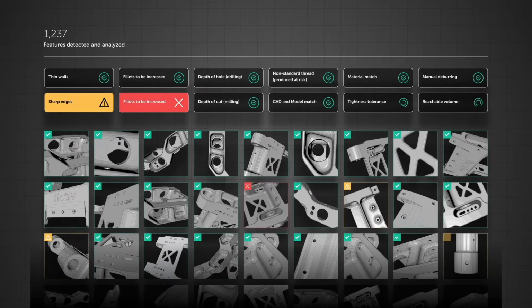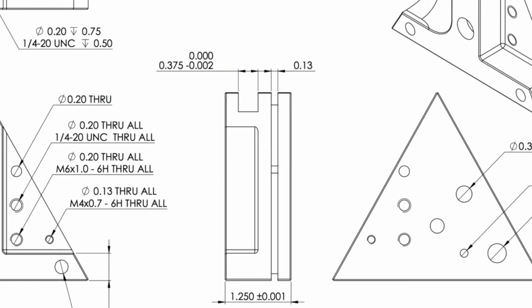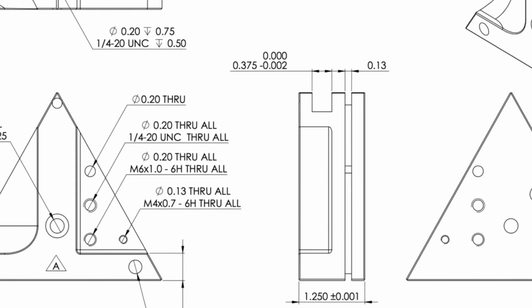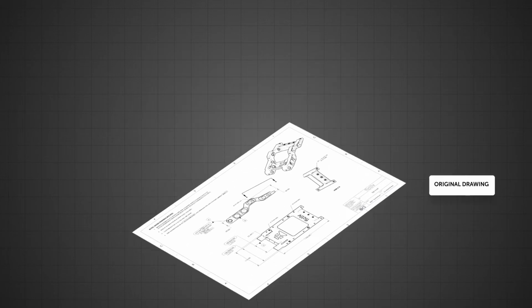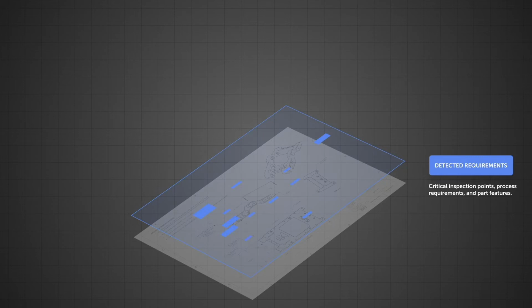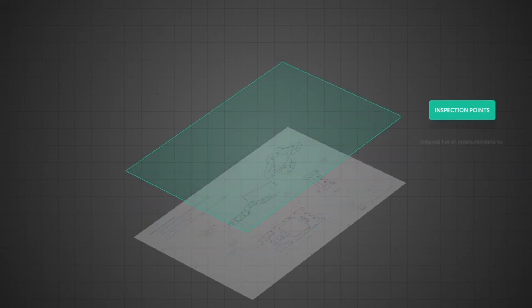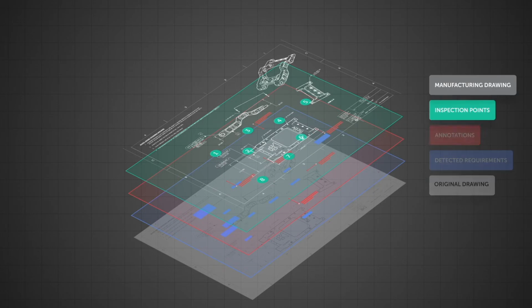And not only is Fictiv able to analyze 3D models, our proprietary software also programmatically extracts text encoding embedded in 2D drawings. We then create 5 virtual drawing layers: the original drawing, the detected requirements, annotations added to the drawing using our software tools, quality inspection points, and an anonymized version of the drawing to protect intellectual property.